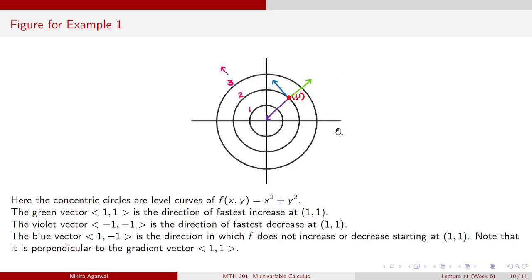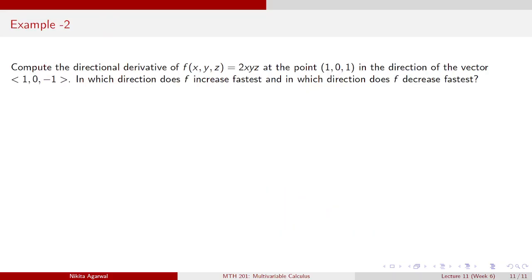So this picture should tell you how things are related. What do we mean by fastest increase? What do we mean by fastest decrease, and so on. Okay. So now let us finally look at one more example. Let us compute the directional derivative of this function at the given point in the direction of this vector. In which direction does f increase fastest and in which direction does it decrease fastest at the given point?